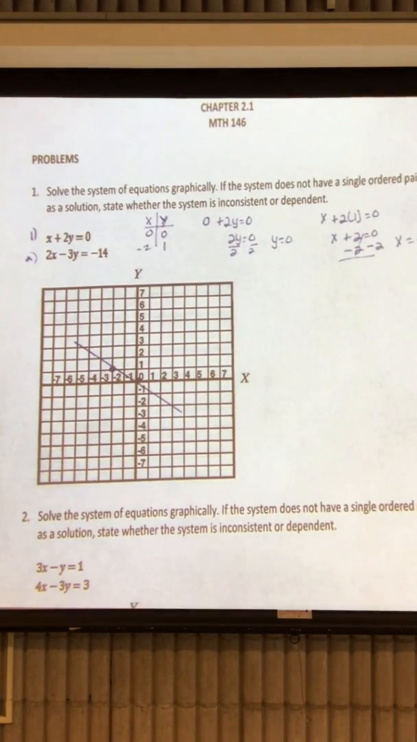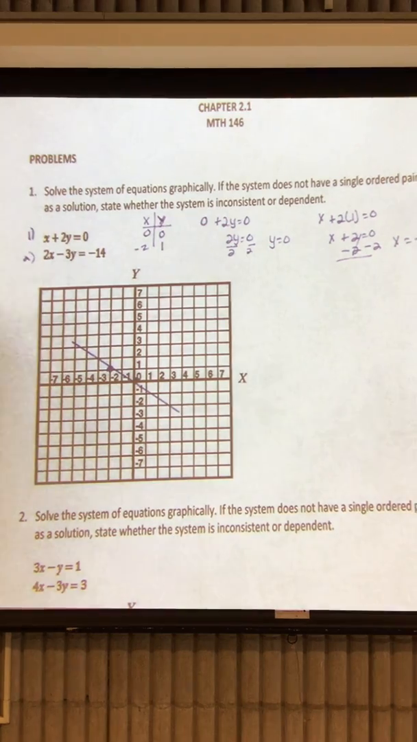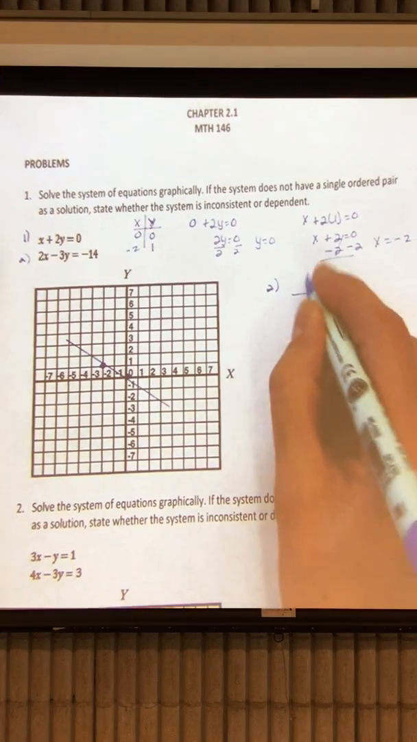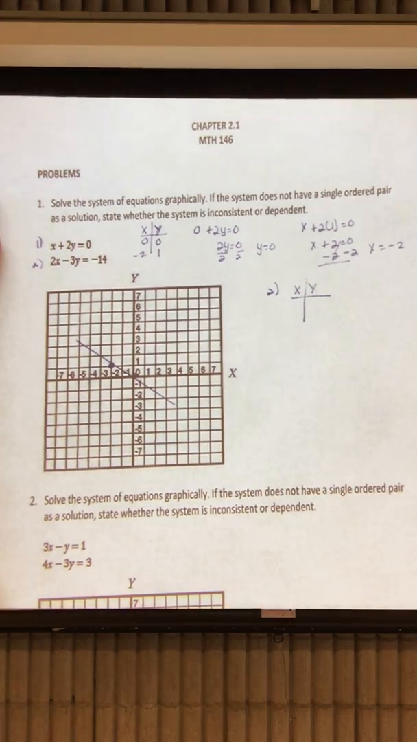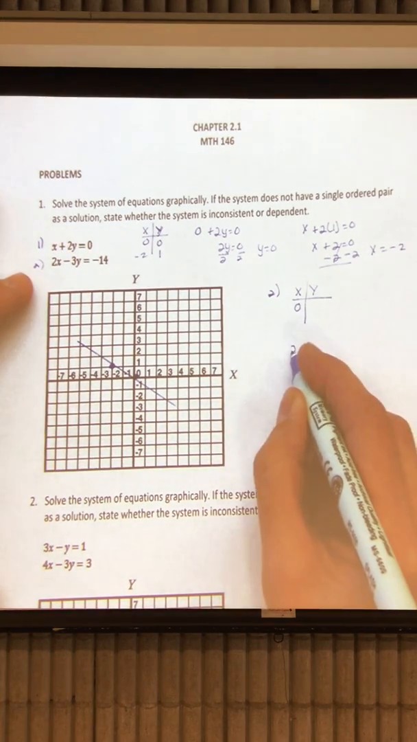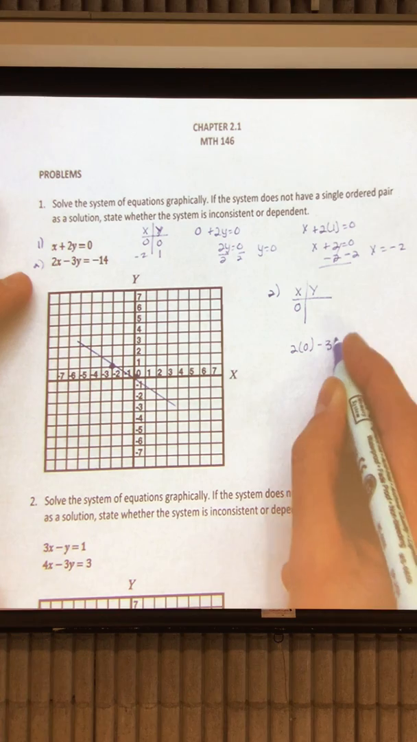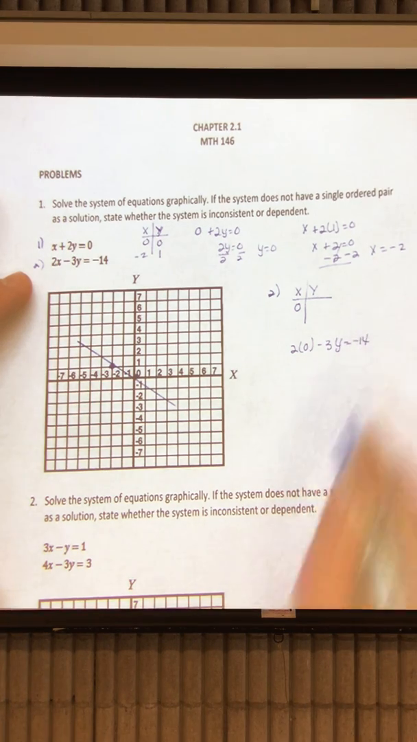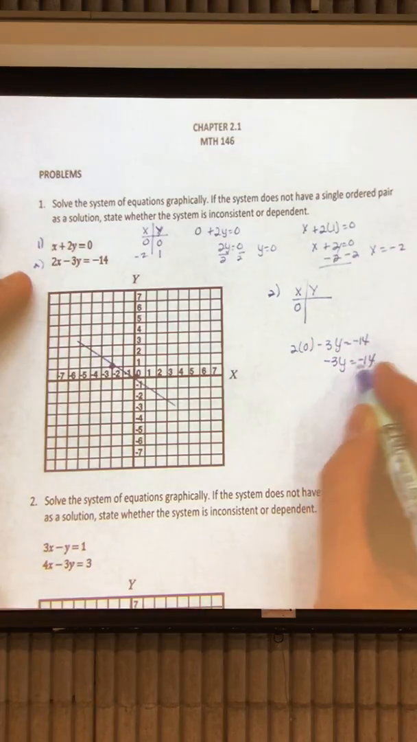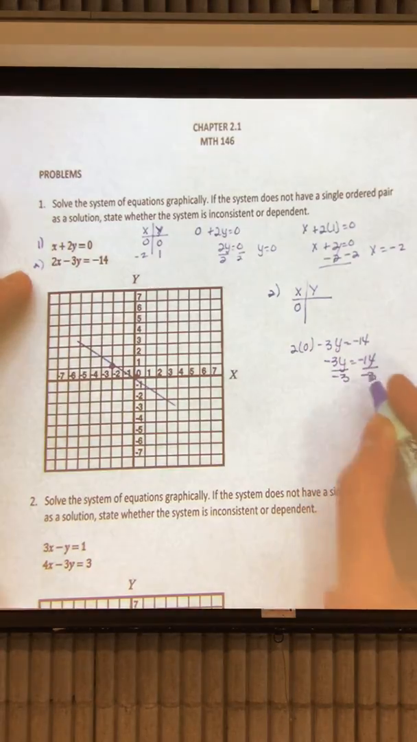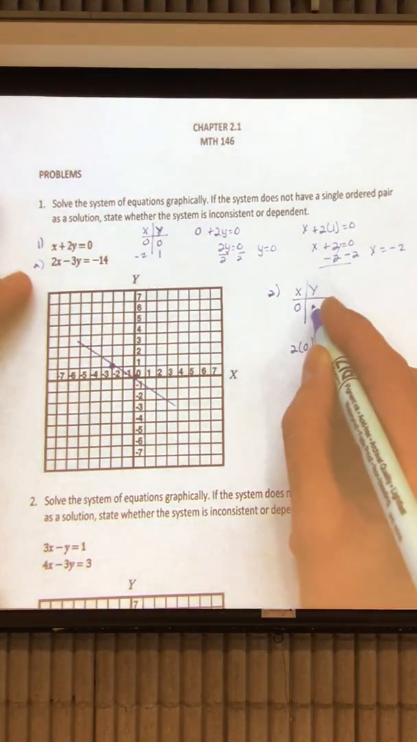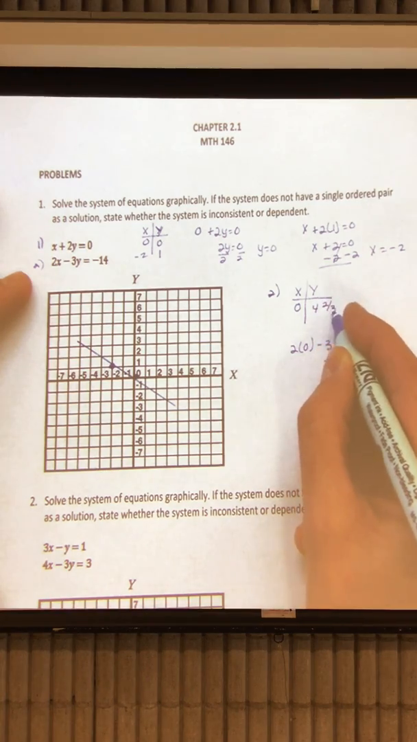Now let's graph the second equation. So the second equation, let us do the same thing. Let's pick points for x and y. So when x is equal to 0, we substitute 0 into the equation. So we have 2 times 0 minus 3y equals -14. So we have -3y equals -14. Divide by -3. y is equal to 4 2/3. So we have 4 2/3.